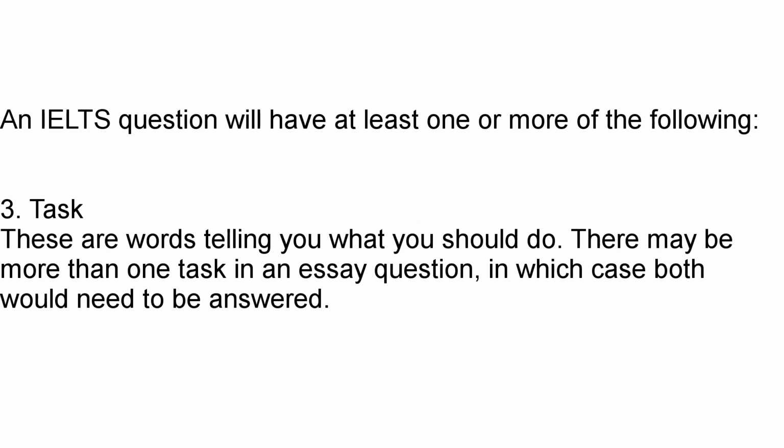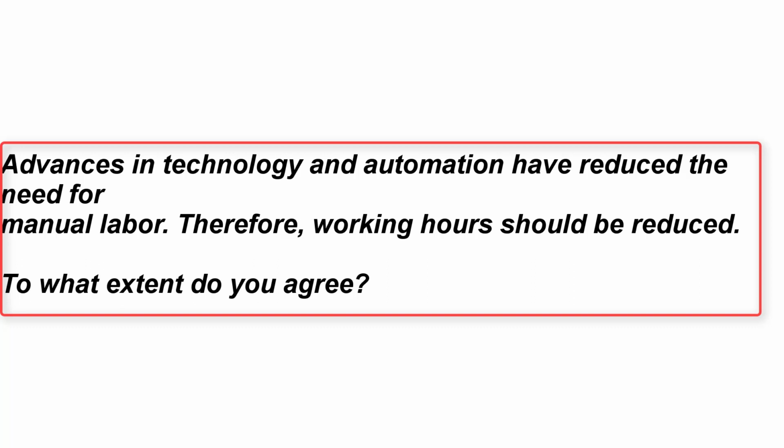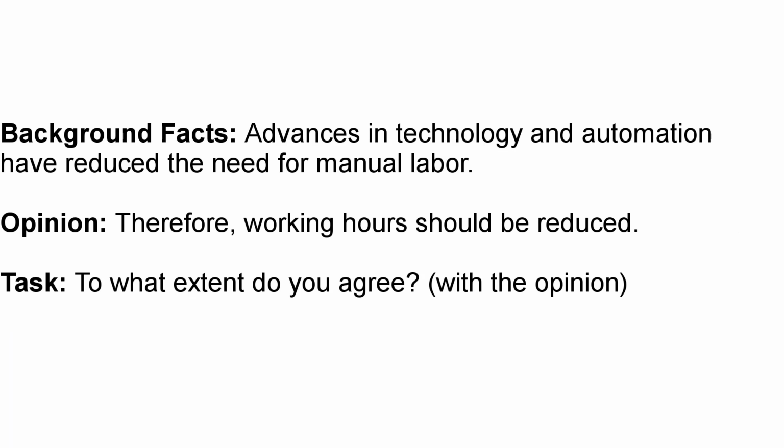There can be a mix. You can have up to all 3 of these. But the background facts and the opinions are optional. But of course, there will always be at least one task. So let's look at an example. This example about advances in technology contains all 3 elements. There are background facts, there's an opinion, and there's also a task.